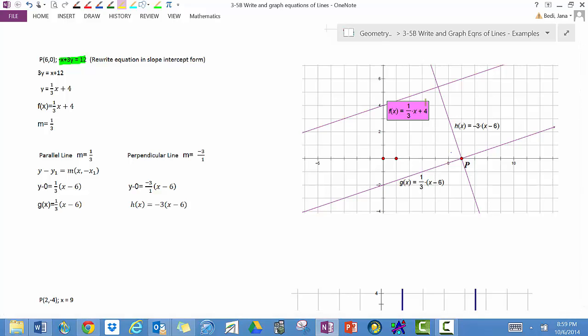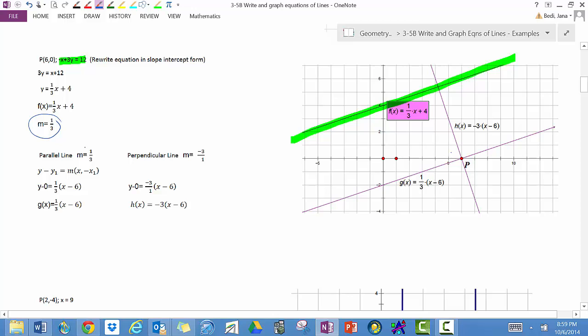So let me go ahead and highlight the given line. I'll highlight that in green so we can tell. This is the given line. The slope of the given line is m equals 1/3. So a parallel line has the same slope, and the perpendicular line has a negative reciprocal slope. We use the point slope form, and the given point is (6, 0). So we write y minus 0 equals 1/3 times (x minus 6) over here. That simplifies to this, and I wrote it in function notation, g of x. And that looks pretty parallel to me to the given green line.